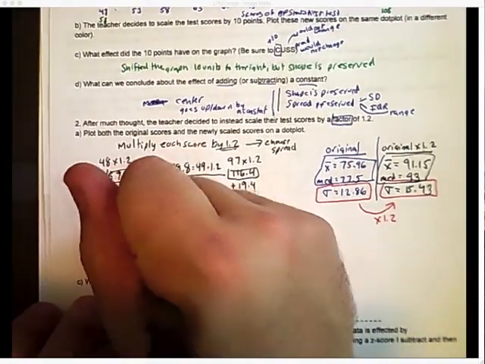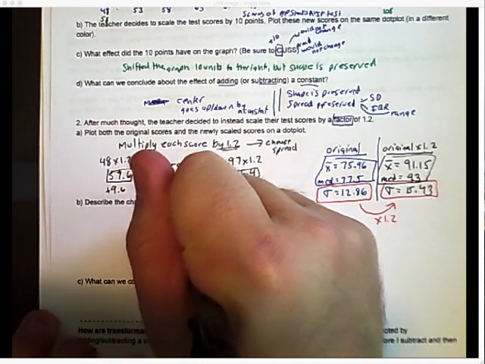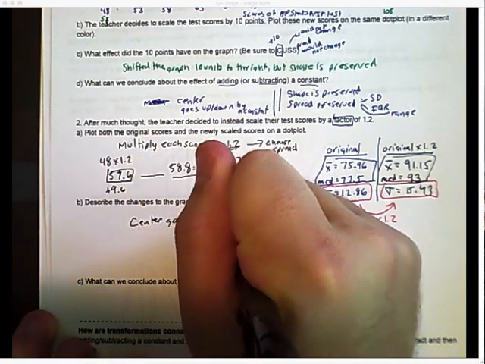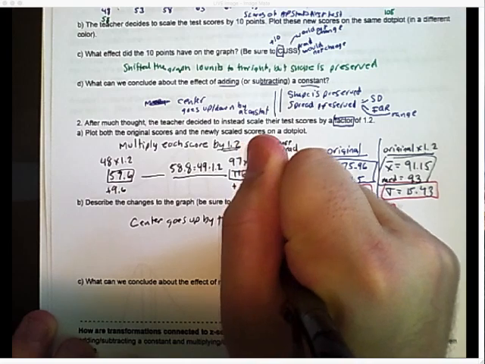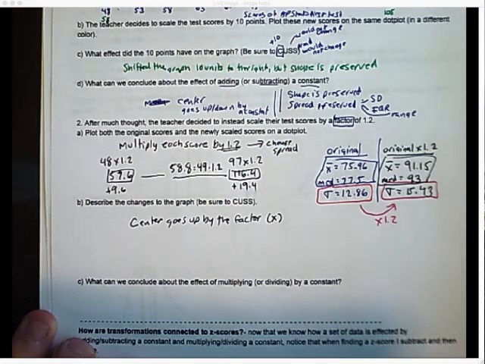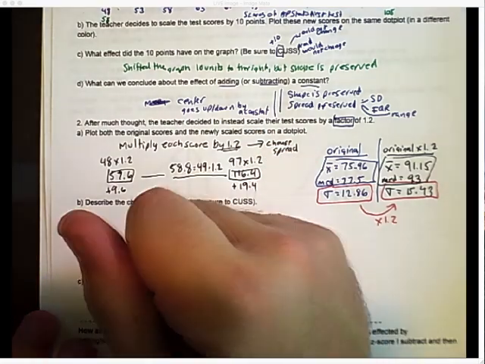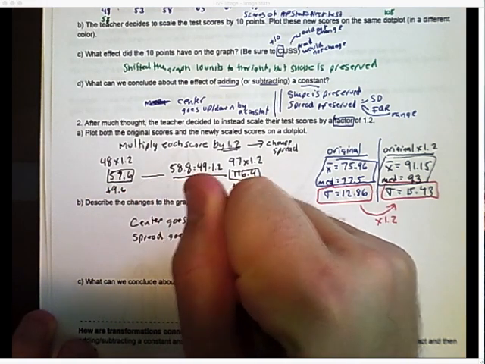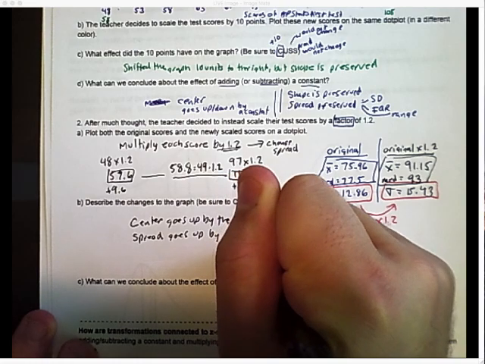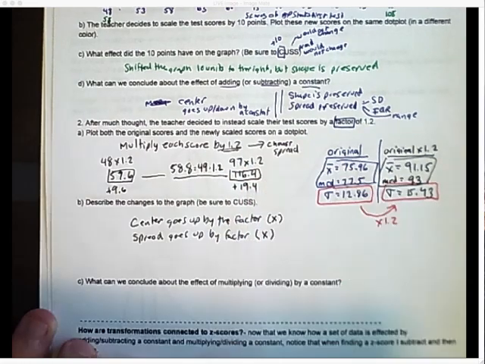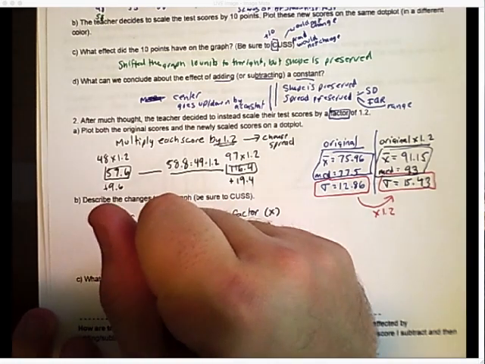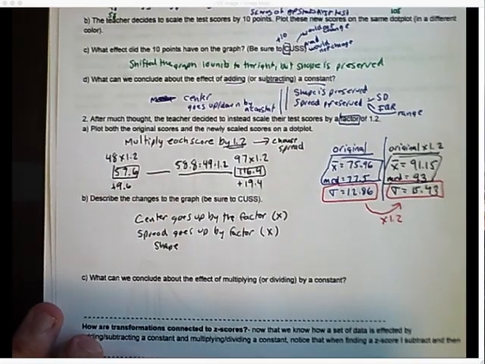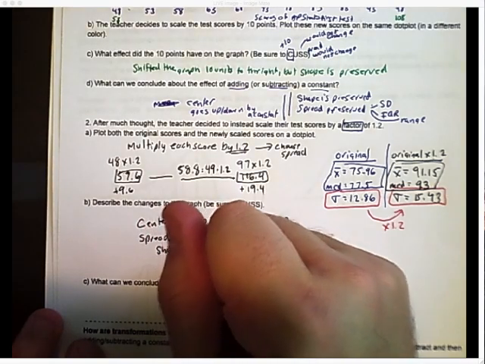All right, so you can talk about that. Center goes up by the factor, and that's times. And spread goes up by the factor, by that 1.2. The shape is preserved though.